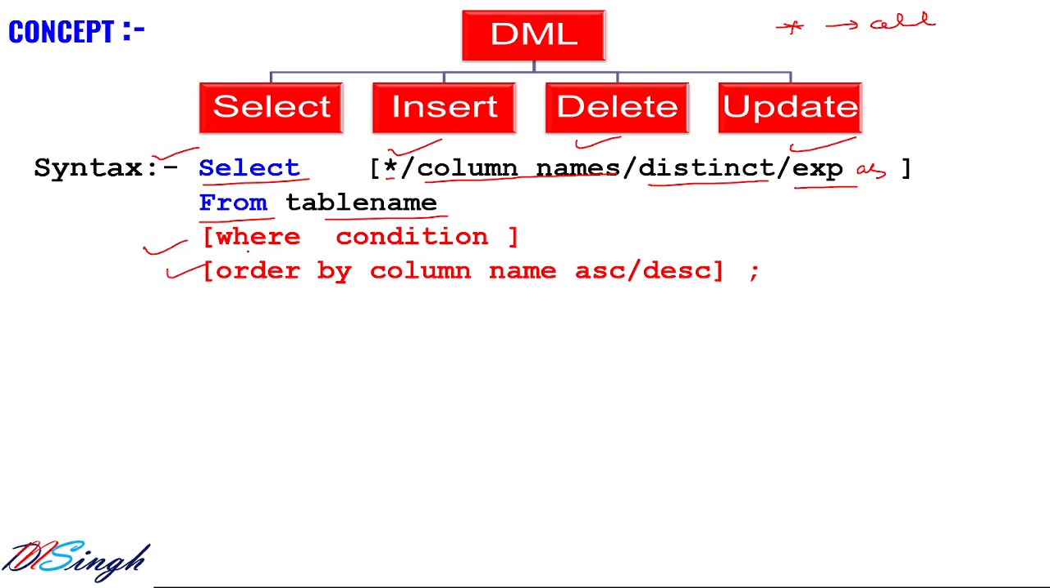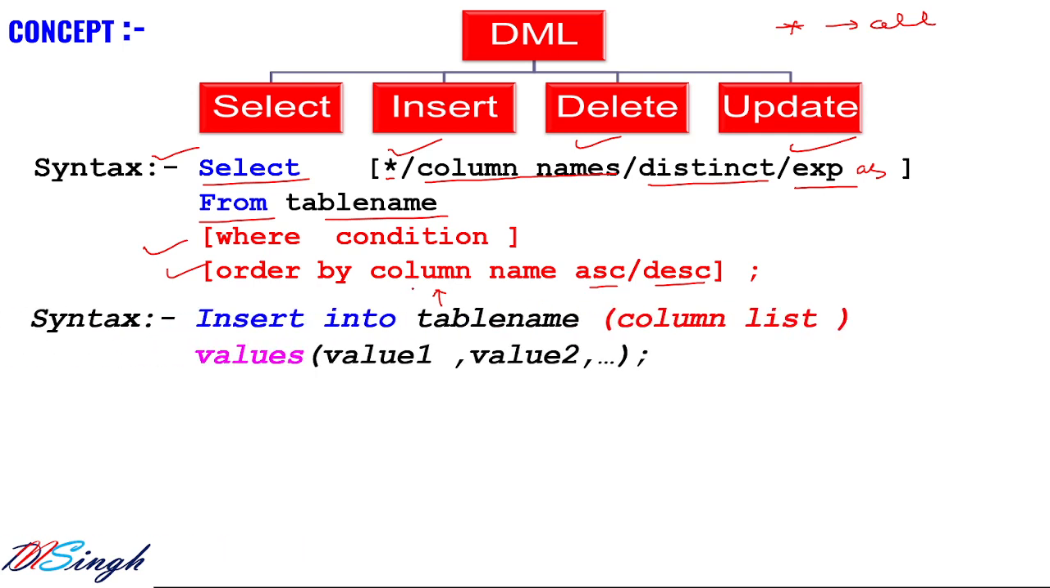The WHERE clause is used to specify the condition. The ORDER BY clause is used to order the result either in ascending or descending order based on some column. So this is the select syntax. Two more things are there in select syntax: you can use GROUP BY and HAVING. We will discuss these two later. GROUP BY is used to group data based on some column, and to apply a condition on groups, which clause will we use? The HAVING clause.